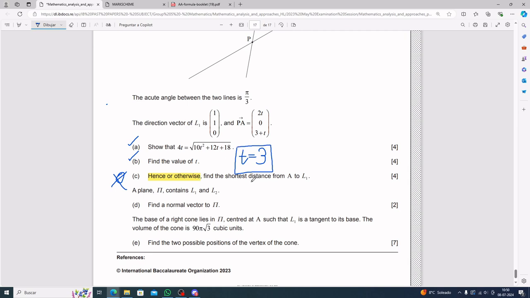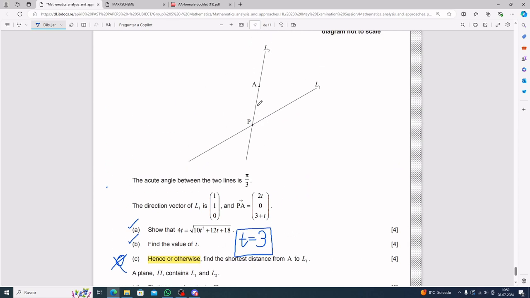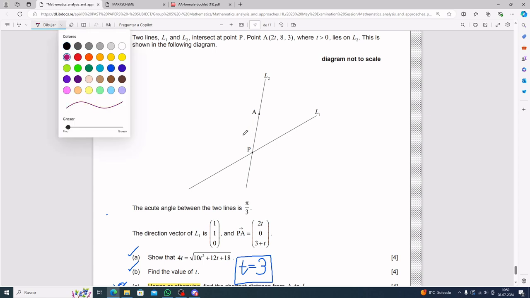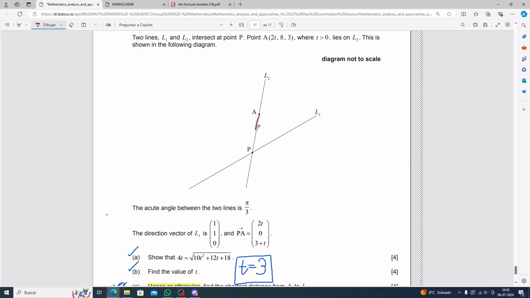Okay, and we're going to find the shortest distance from point A to L1. Here we need to apply a little bit of logic. Let's think about the shortest distance from point A to L1. On the one hand, you have this distance that goes like this, right?